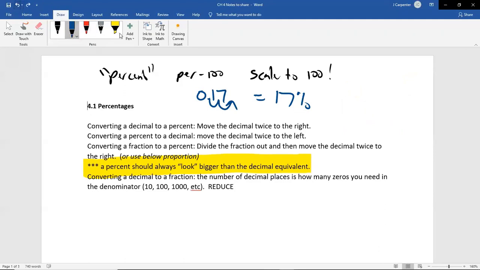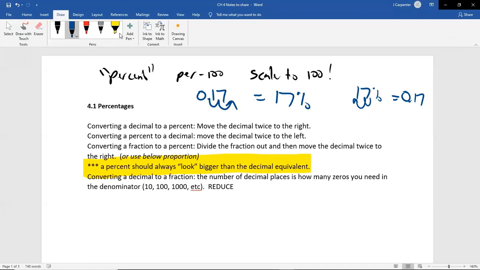So when I had that 17 for the percent, I was really supposed to go twice to the left, which gives me 0.17. Literally the same thing as before. The decimal looks smaller than the percent, or the percent looks bigger than the decimal. Whichever way you want to say it. So those are the two most common types of conversions you'll be seeing in this class. Admittedly, you'll be converting percents to decimals most, but we will still see some decimal to percent conversions as well.